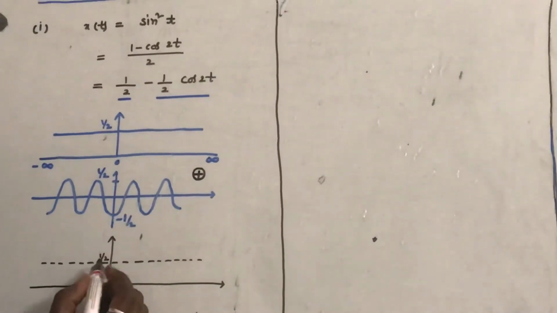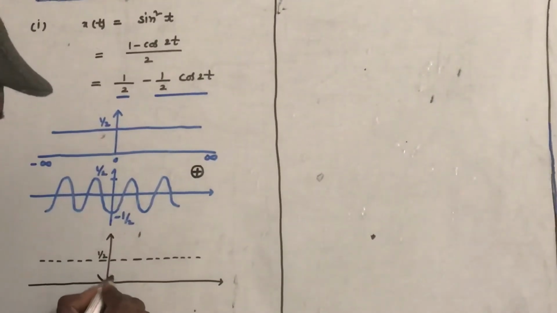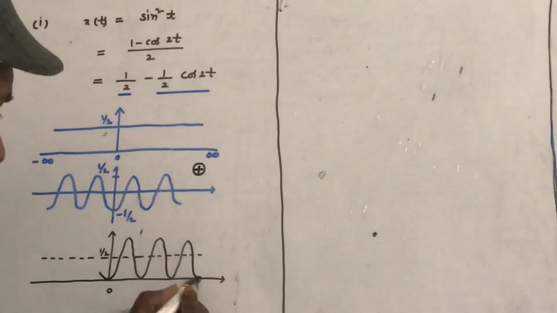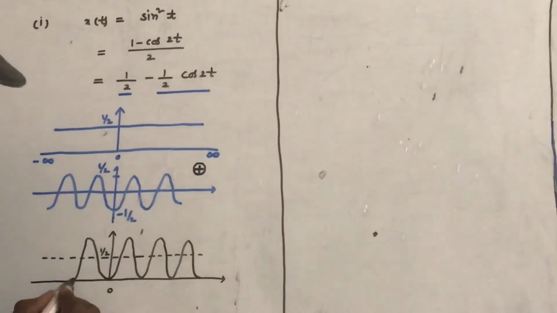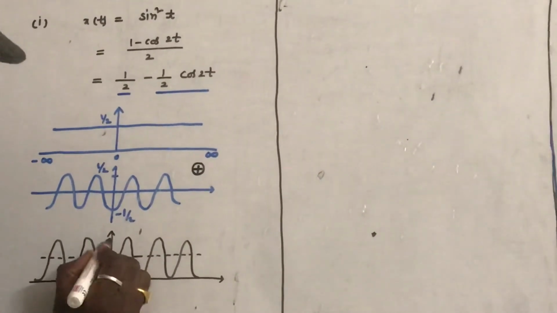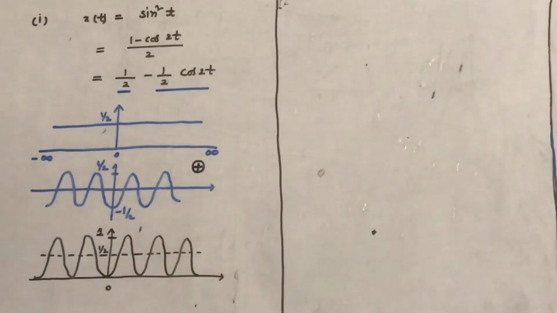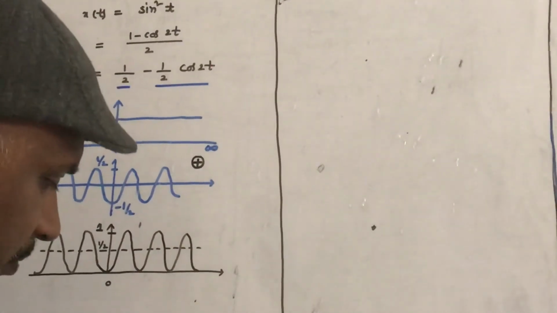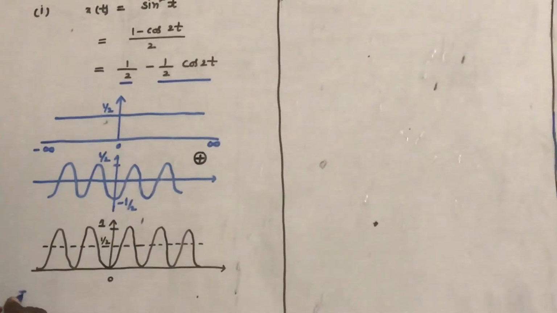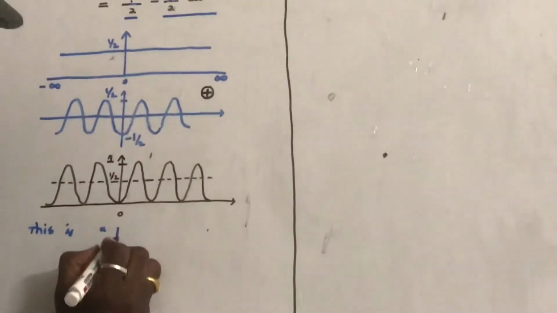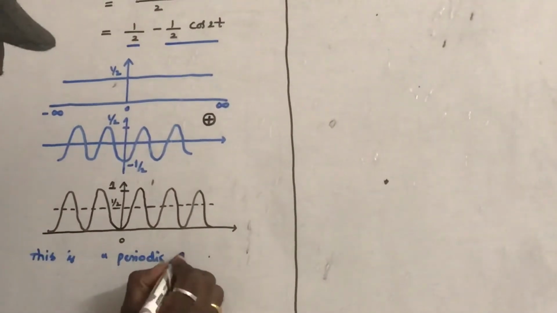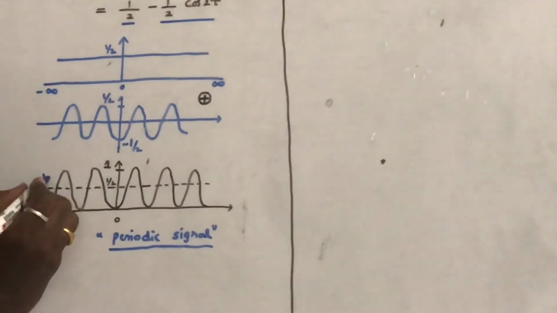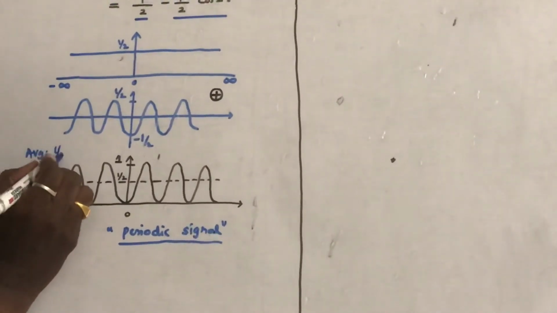Therefore the waveform will oscillate between 0, where the negative peak comes down to, and 1, where the positive peak reaches. So this is the nature of the waveform. You can clearly see that this is a periodic signal, but its average value is 1 by 2. Remember that its average value is 1 by 2.